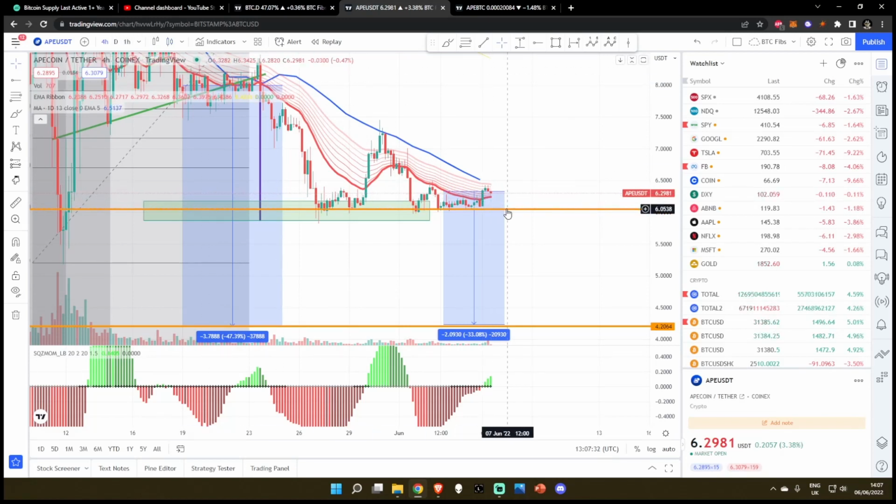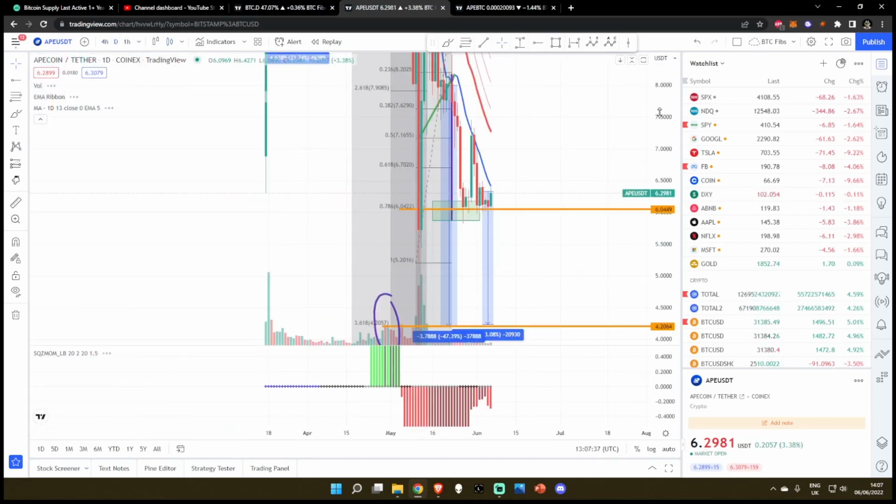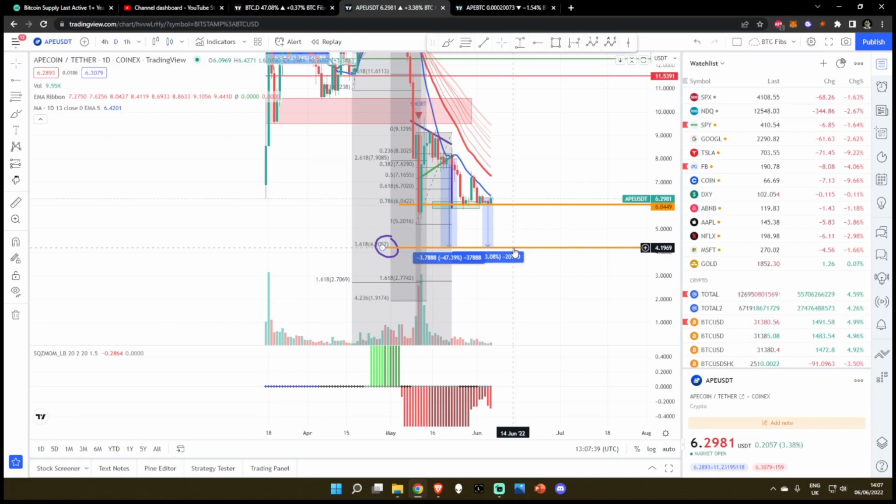Now, like I said, $6.04. Keep your eyes on $6 approximately, because big moves below $6 is probably going to mean that we're going to move all the way down to $4.20.